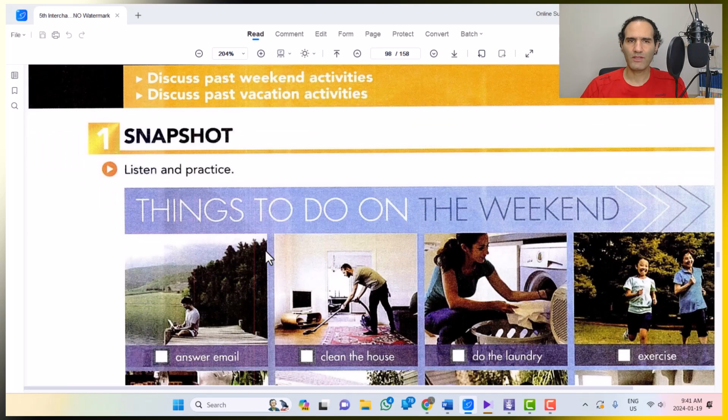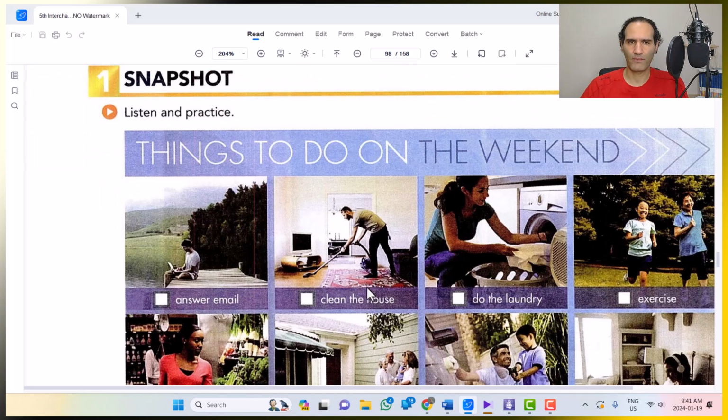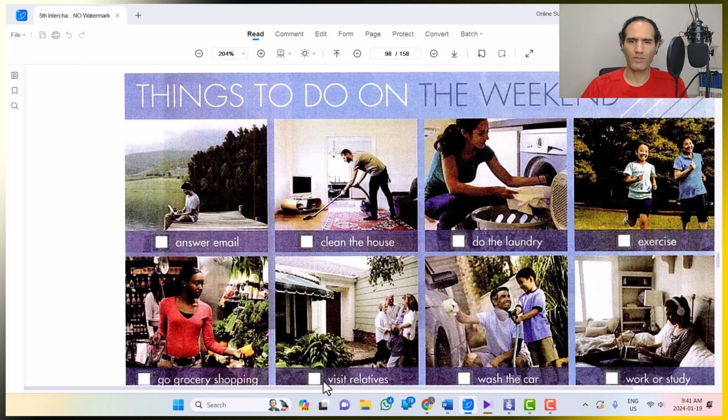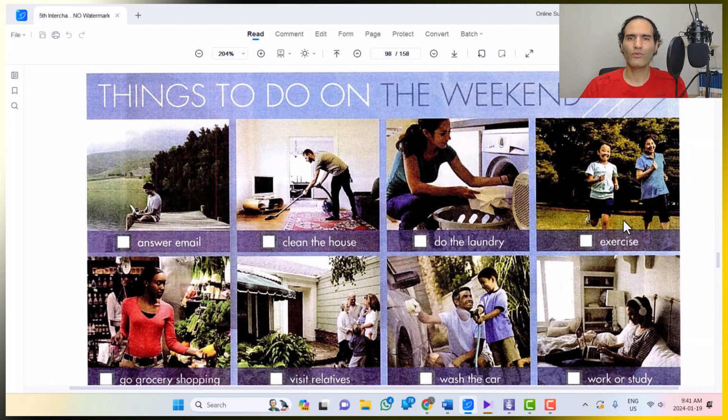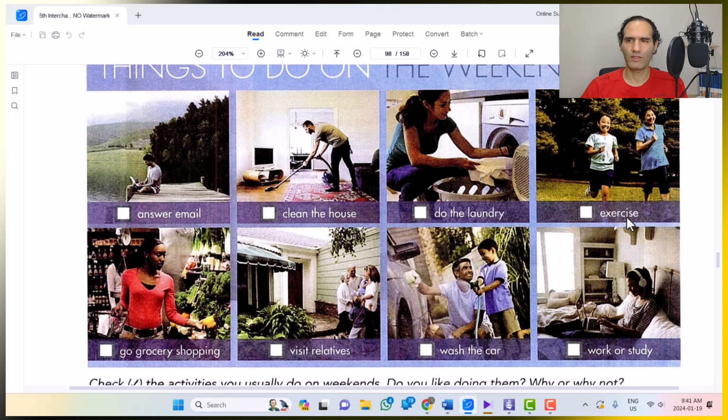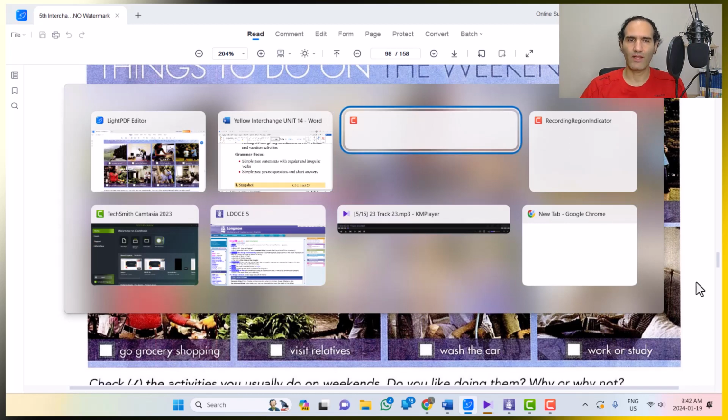So Snapshot says things to do on the weekend. So people are usually putting some things to do for the weekend. These are some common things that people normally do on the weekend. Let's listen to the CD and repeat with it. Ready? Let's.